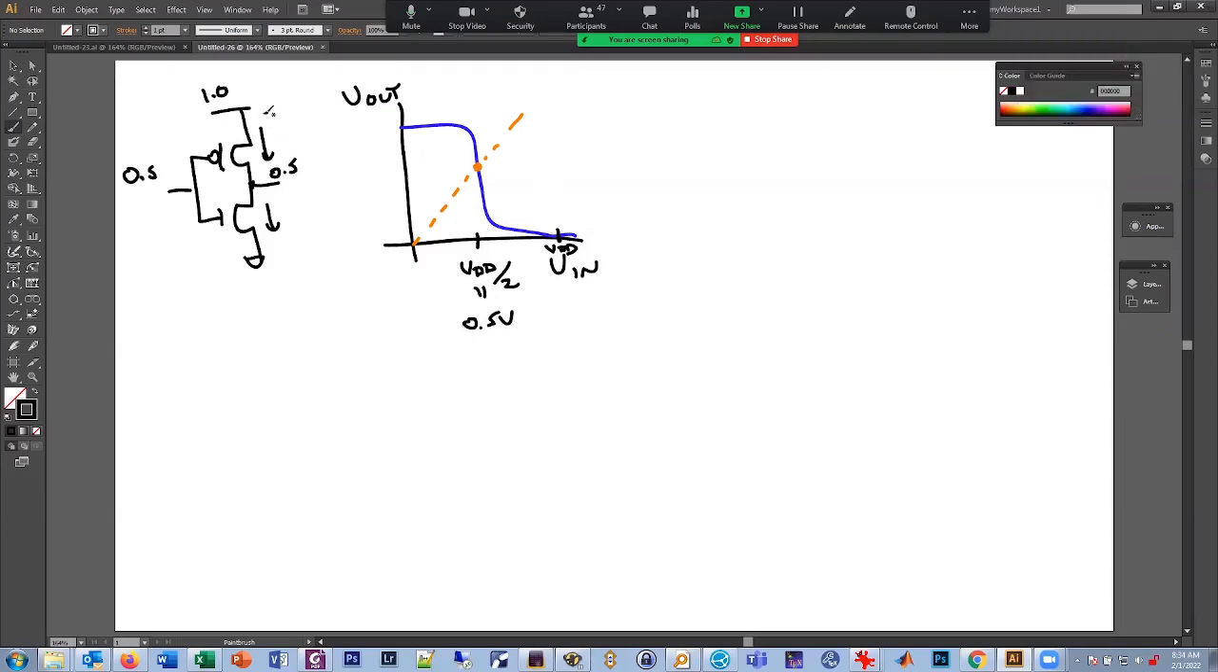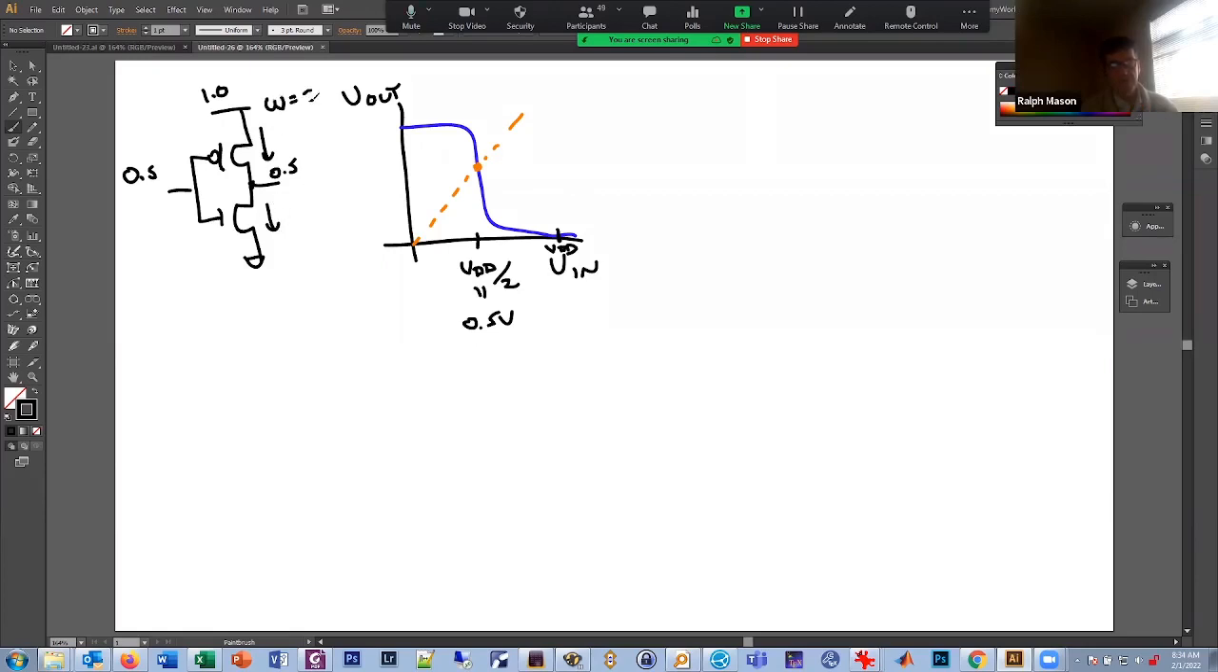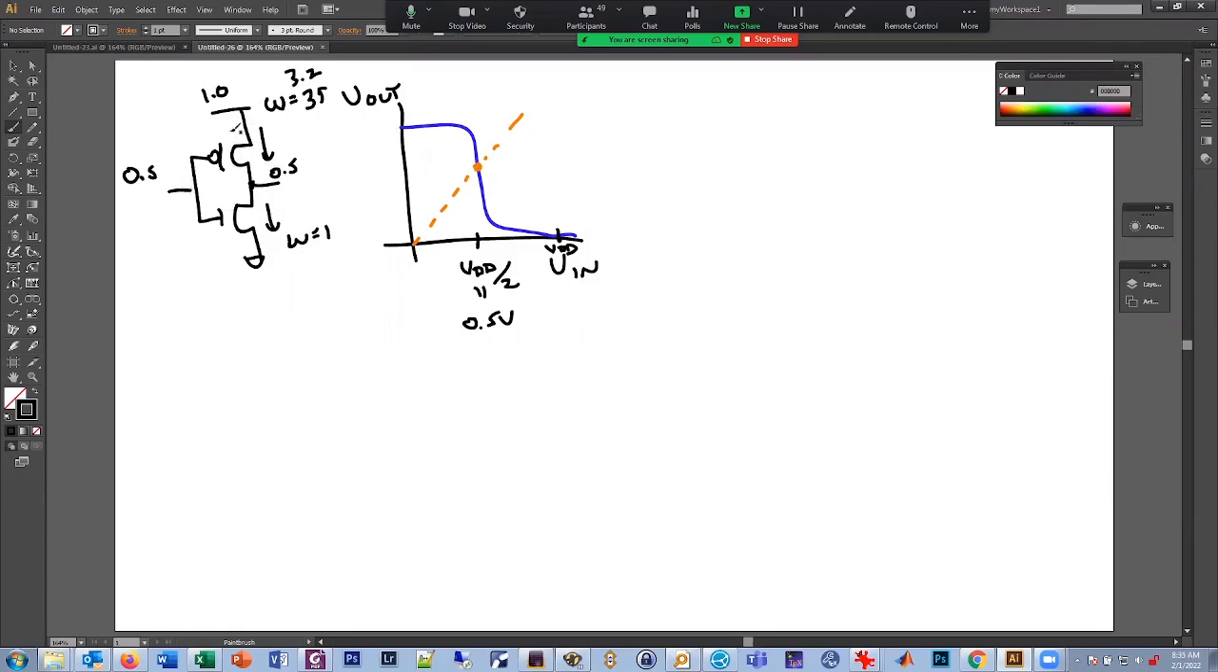Okay. Now, what happens if we make the ratio of mobilities 3 to 1? And so this W was equal to 3, and this W was equal to 1, and they had the same length. And that gave us exactly this situation. And then we increase this to say 3.2 W. Now this has a little more current. It can provide a little more current than this. So for the same V in, we would get a higher V out. So for the same V in, now we're at a new curve that has a higher V out.